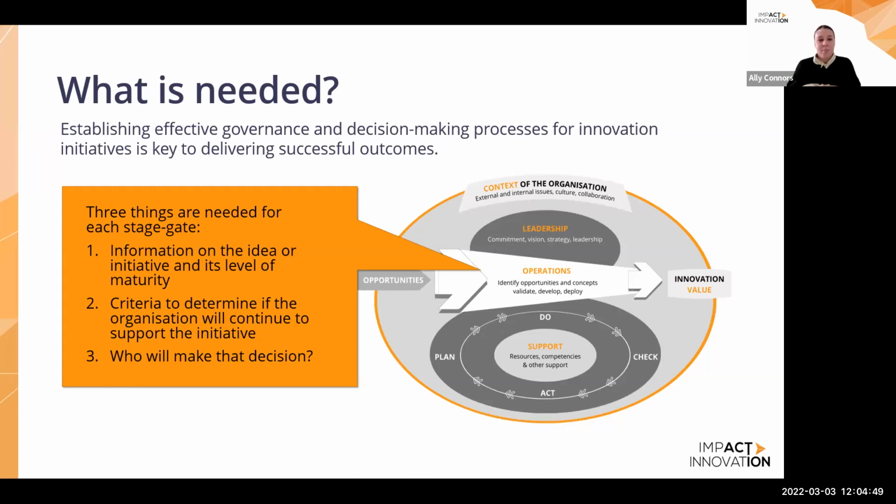So when thinking about the three key elements, again, no surprise, that's needed for a stage gate, we're thinking about information on each idea or initiative and its level of maturity. We're thinking about the criteria to determine the fit and the support for the organisation for the initiative. And then lastly, who is responsible for that decision making? So this all sounds pretty straightforward, but as we know, innovation is never that simple, and it's really challenging to design a process that can be integrated within an organisation and that can adapt to changing environments, both internally and externally.